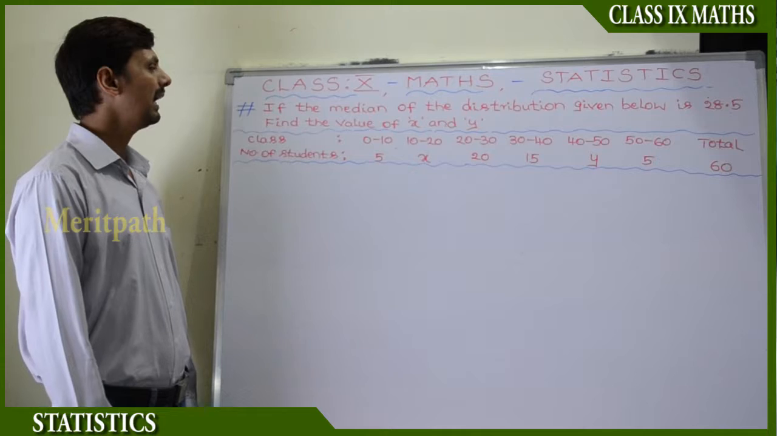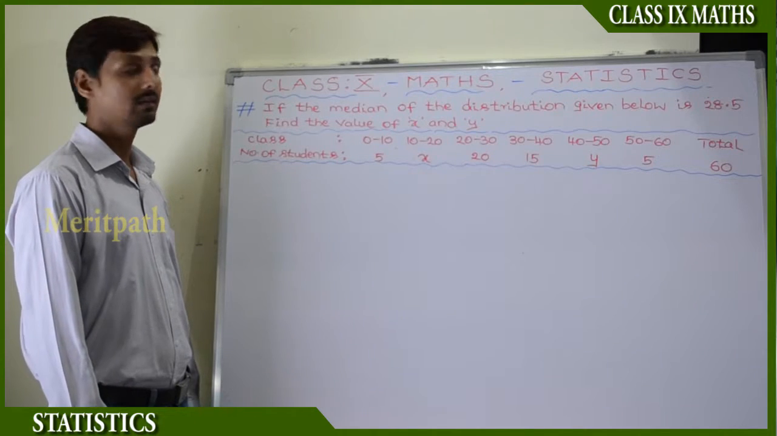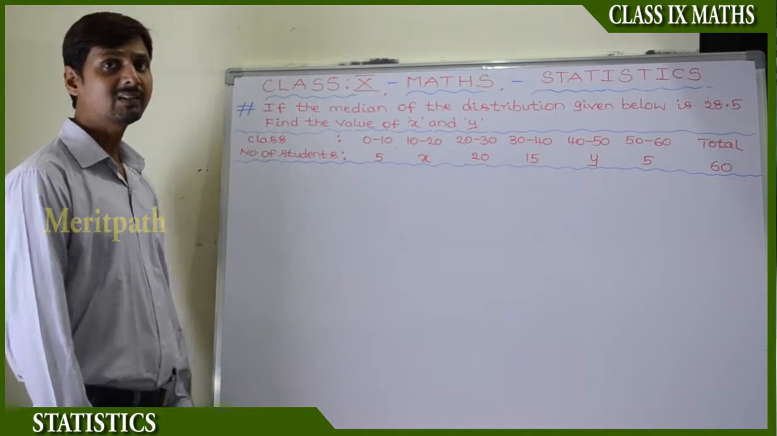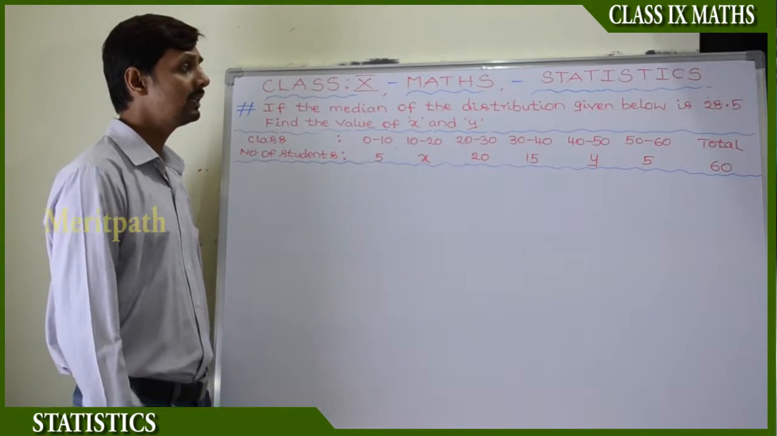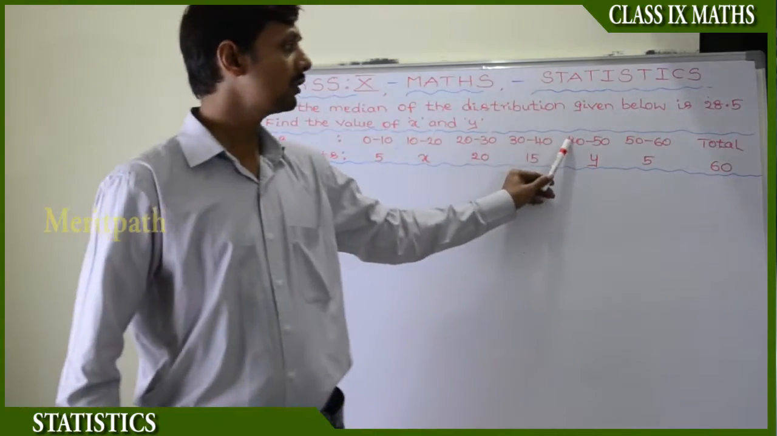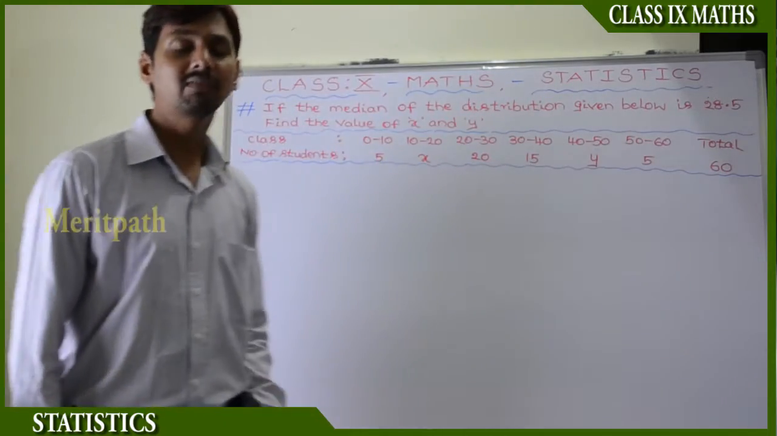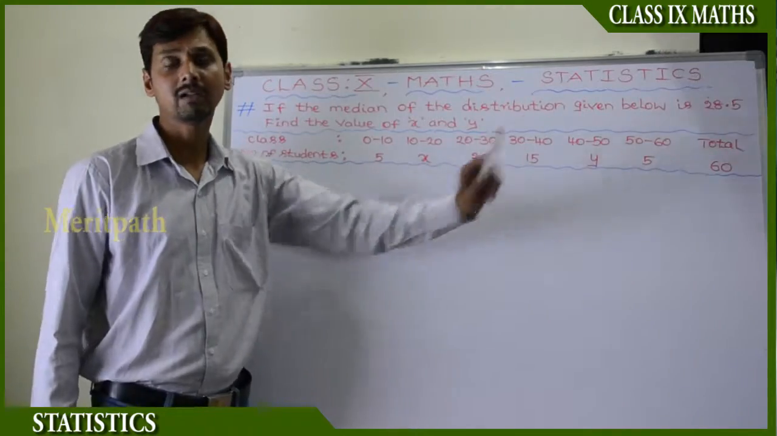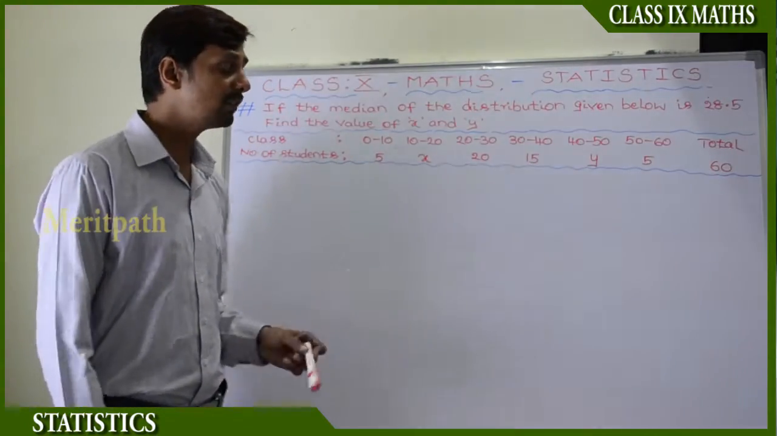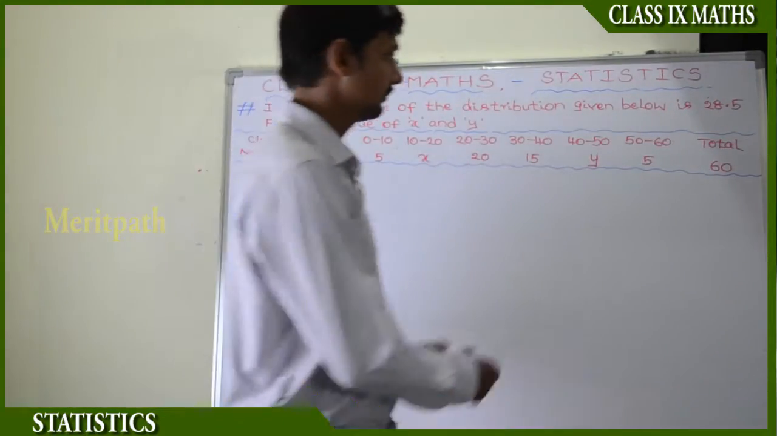The median is 28.5. Find the value of x and y. Here the class intervals are given: 0 to 10, 10 to 20, 20 to 30, 30 to 40, 40 to 50, and 50 to 60, and the frequencies are given as 5, x, 20, 15, y, and 5. The sum of the frequencies is given as 60.